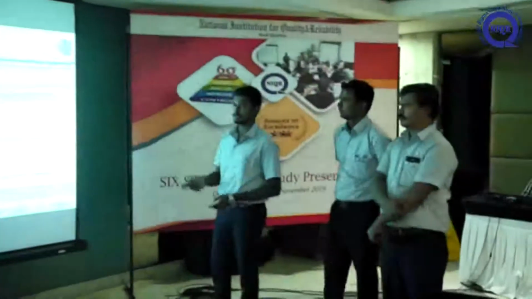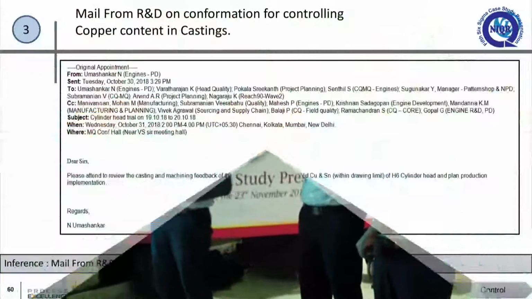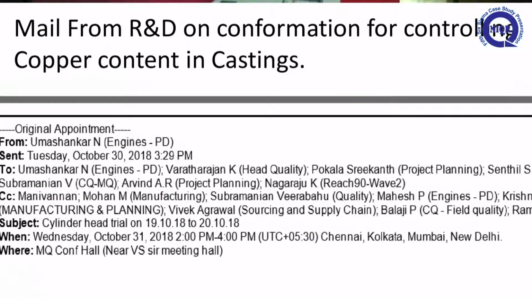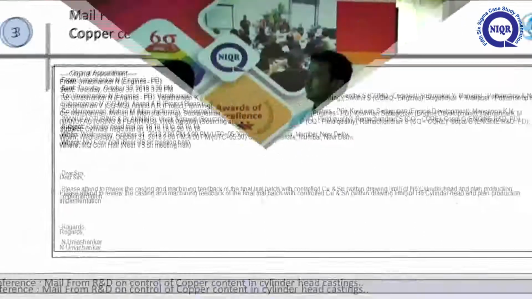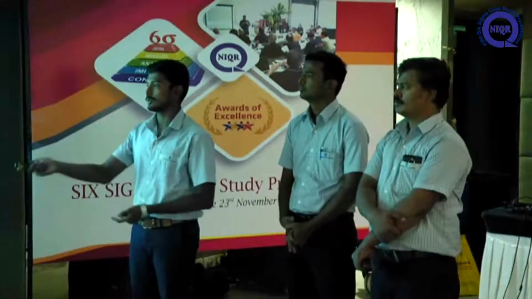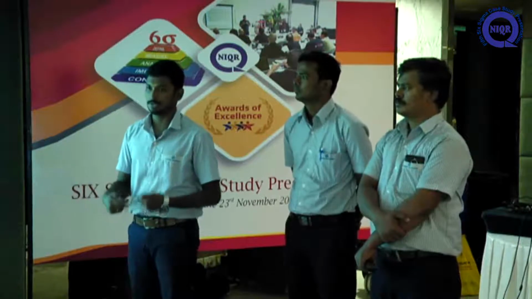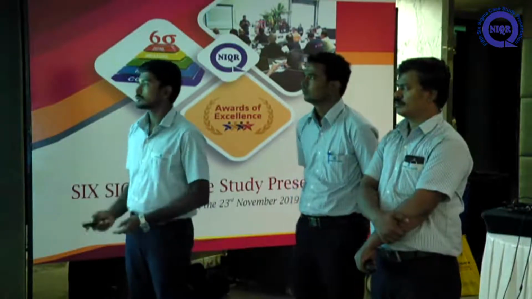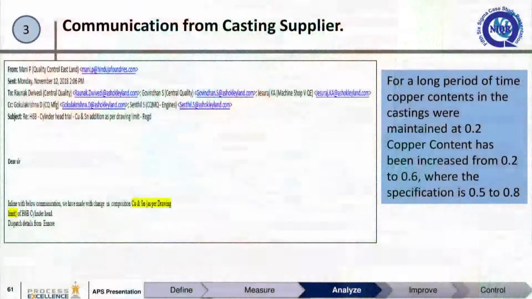Then this is the mail communication from our R&D to the foundries to increase the copper content on the component. And this mail is from the foundry. Even they said they are going to increase the copper content. So how could this copper content result in chip off and undersize?